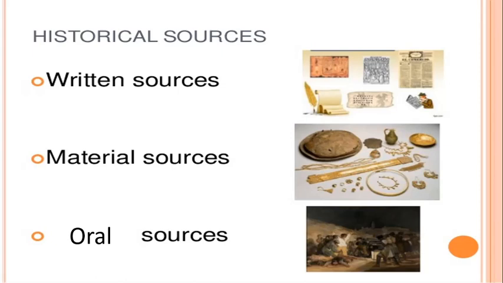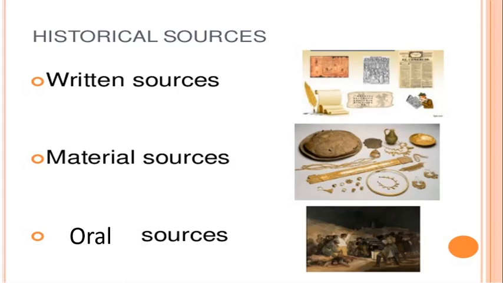Material means things, so whatever sources of history are in the form of materials or things, we call them material sources. Oral sources means that which we can hear, which someone says. History is not written on the basis of people's imagination. History is written on the basis of all these historical sources.